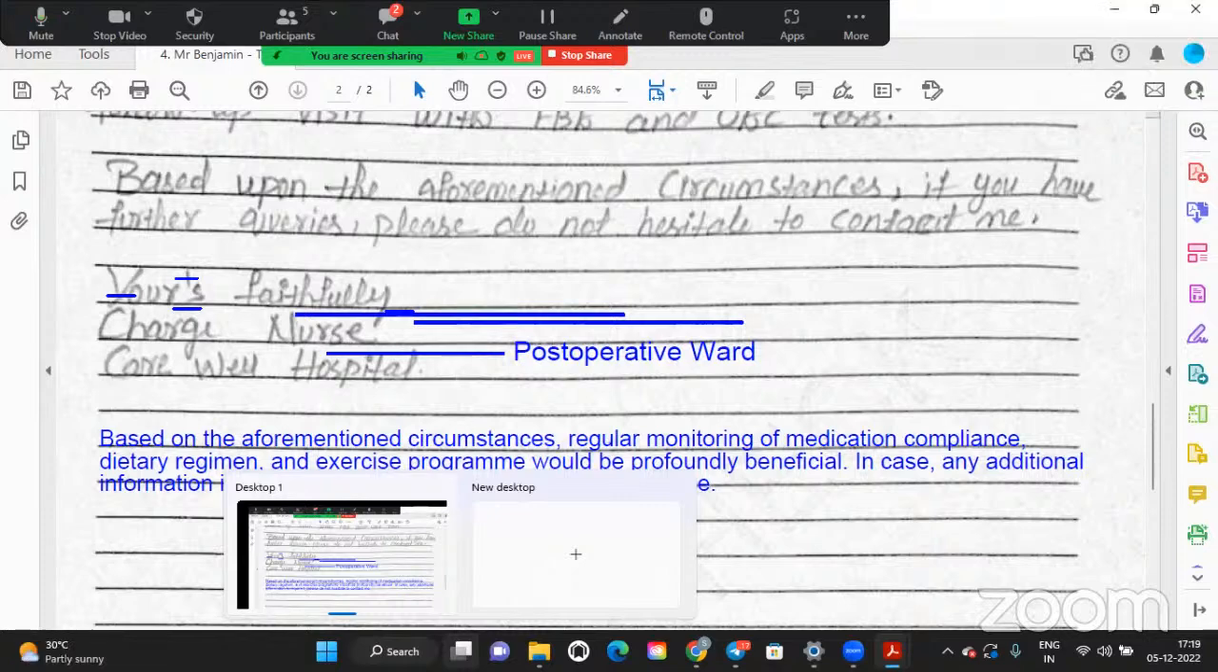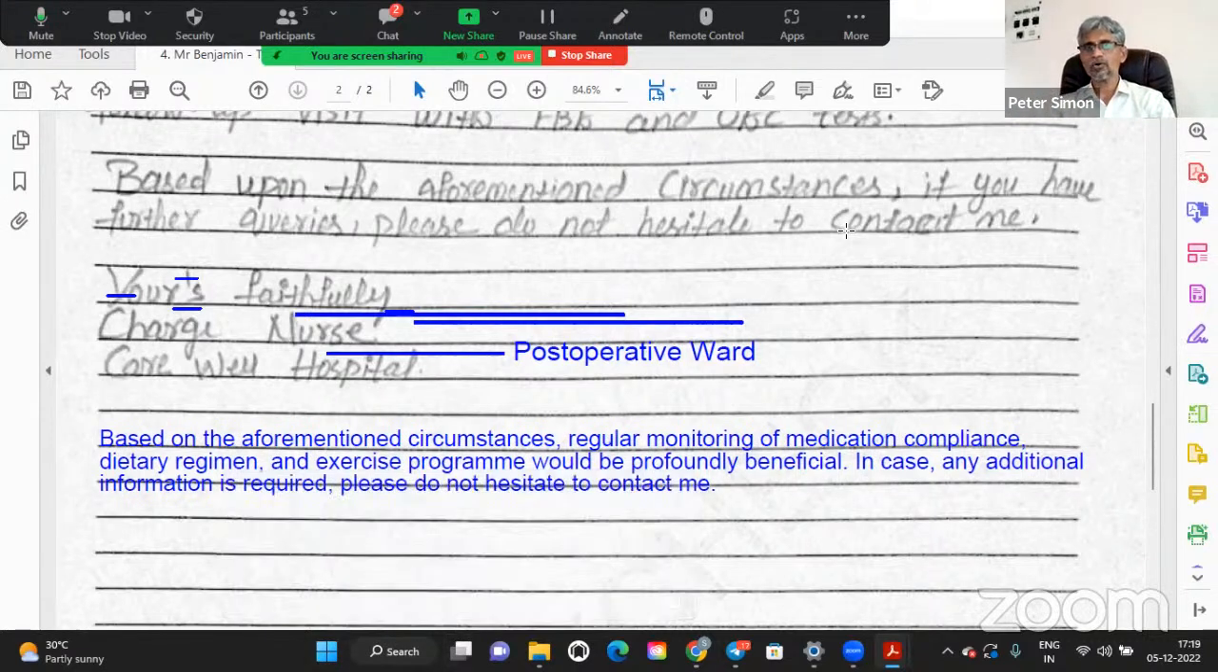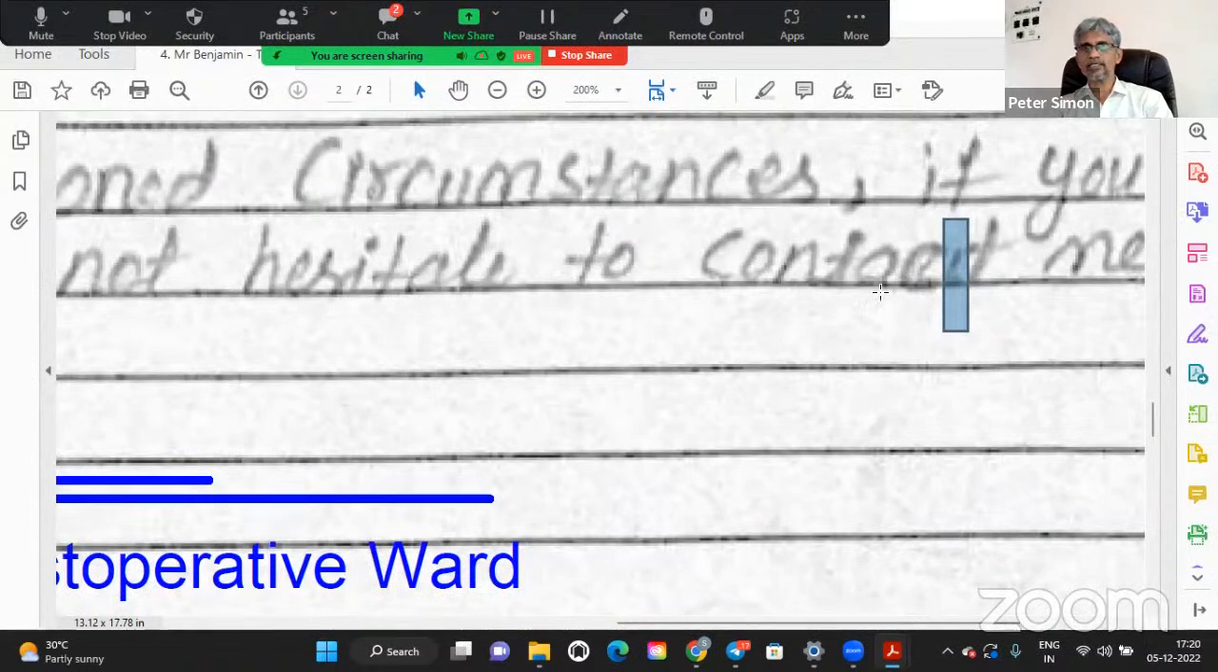See, Simon sir is telling about punctuation, about capital letters, about letters, format, style. See here, contact. What is this? C-O-N-T-A-C. What is that line in between? I don't understand. Tell me. That line in between, you want to see, I'm showing you, wait. What is this? C-O-N-T-A-C. What is this line, after C and before T? What is that line? Tell me.